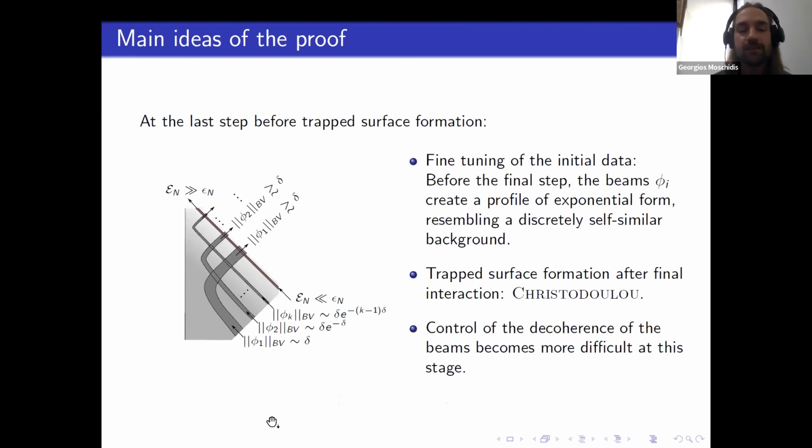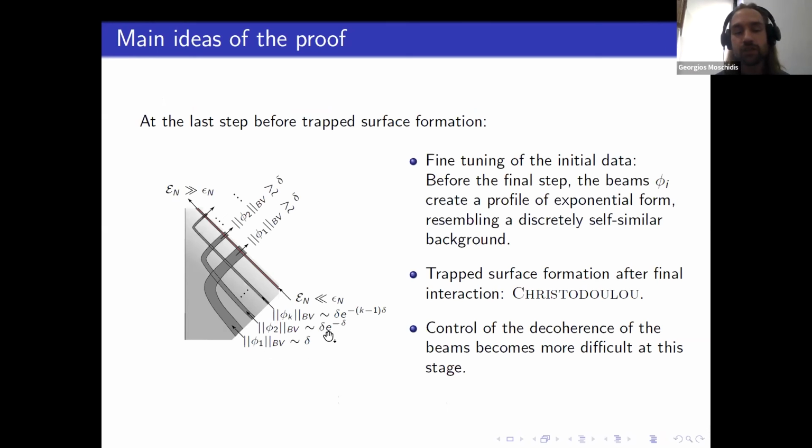And then in the last step, what we do is the following. By almost fine-tuning the initial data, we want to make sure that there exists a time at which the scalar field attains the following configuration: that the beams now are arranged so that the scale invariant size of the first beam is small, is of size delta.